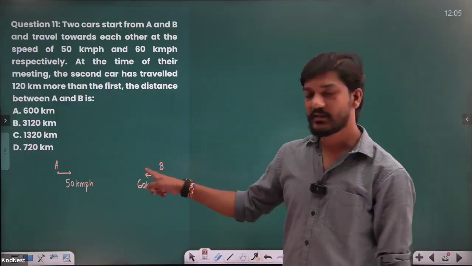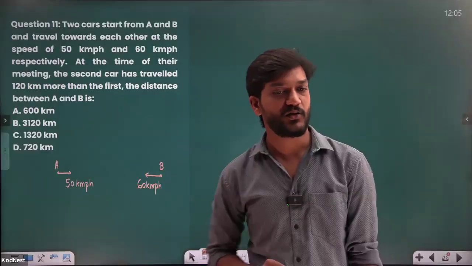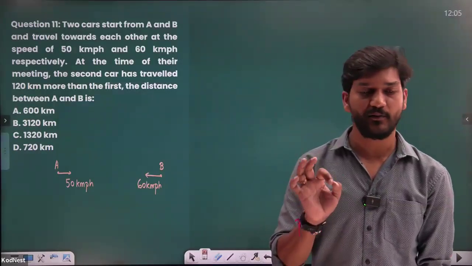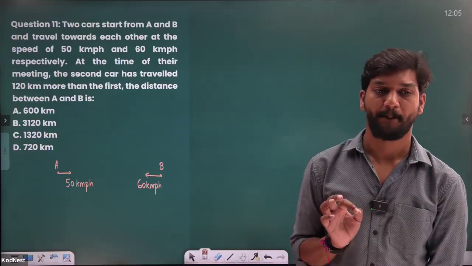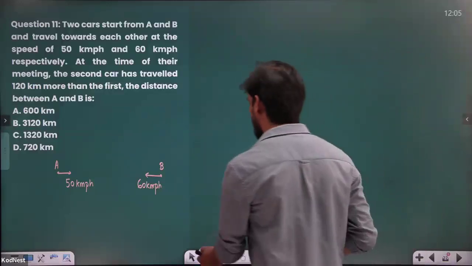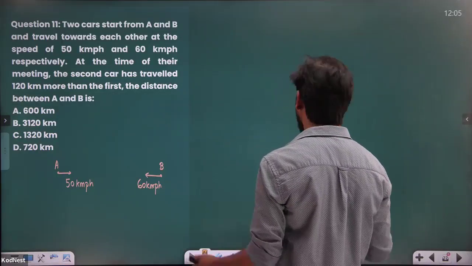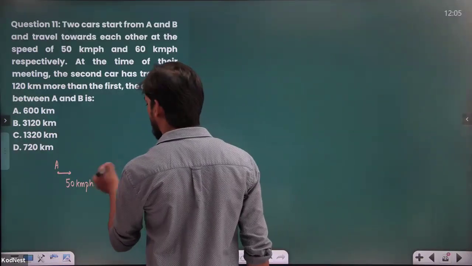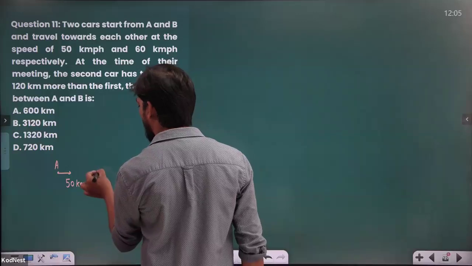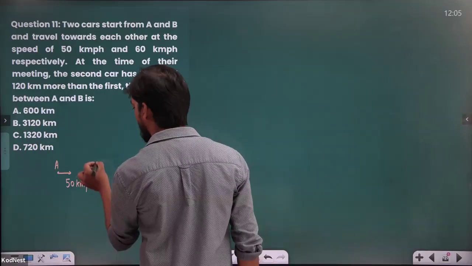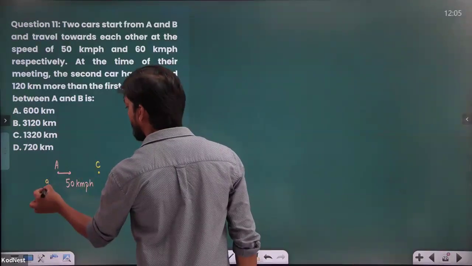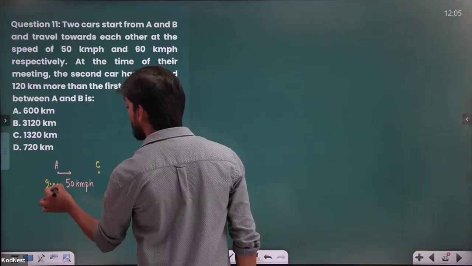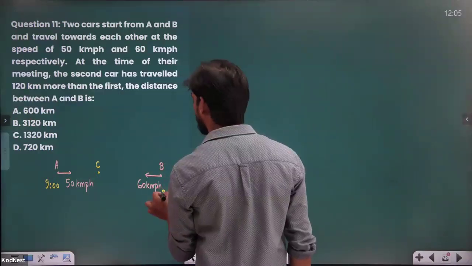Now they will meet some place, yes or not? Some place, sometime they will meet. Yes. So they are traveling in opposite directions. Somewhere they will meet. Let's say they are meeting at this place. This is point C. They traveled, I'm just saying 9.